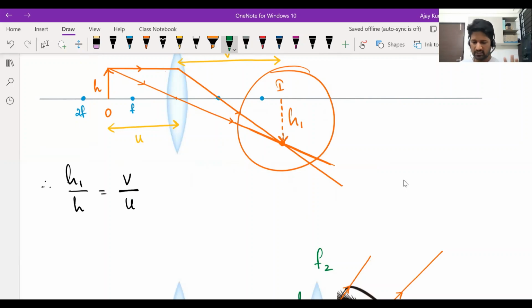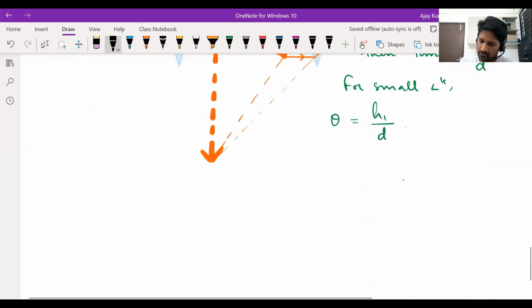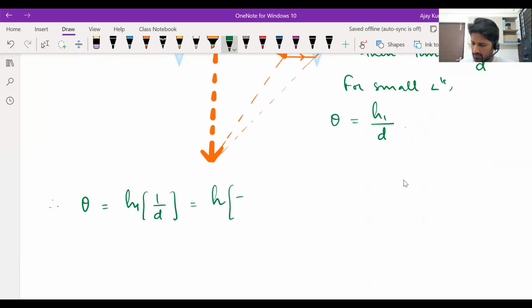In fact, if you just take their magnitudes, it should be minus v by u, because in this diagram, image distance is positive, object distance is negative. Positive by negative will come out negative. You multiply it with another minus sign, the ratio of heights will be positive. So you can say that h1 is minus v by u into original height of the object. We will use that here. Therefore, the angle theta subtended on the eye becomes h1 into 1 by d, and h1 is original height into minus v by u multiplied with 1 by d.